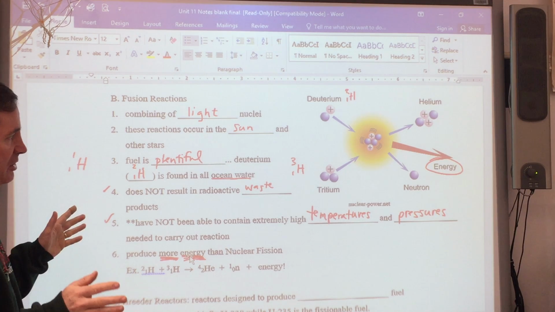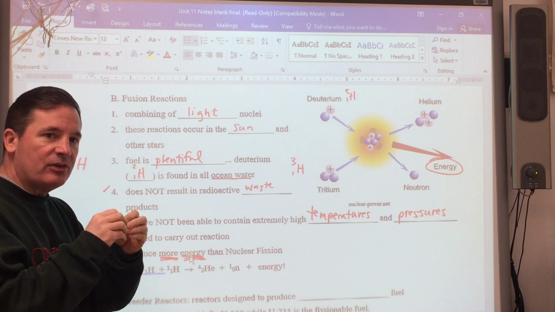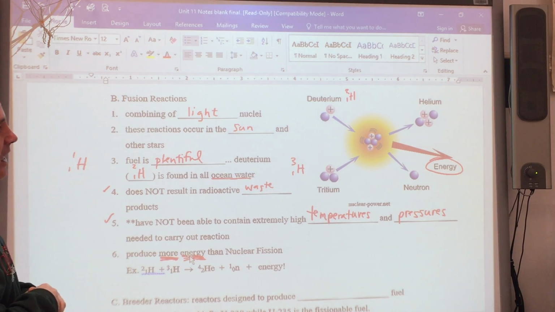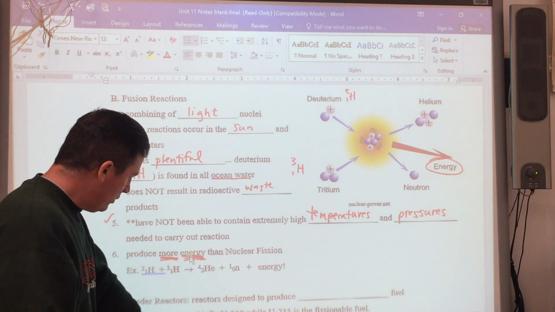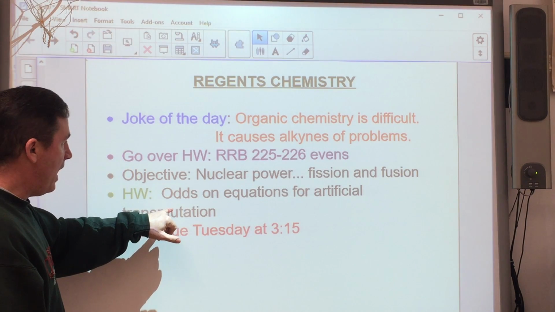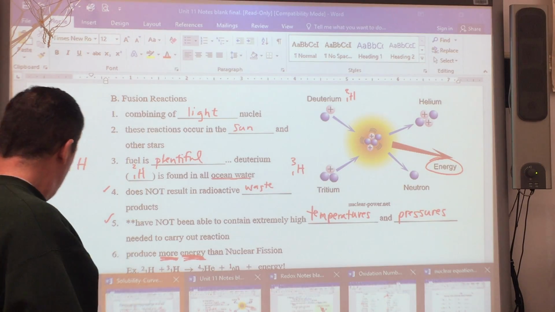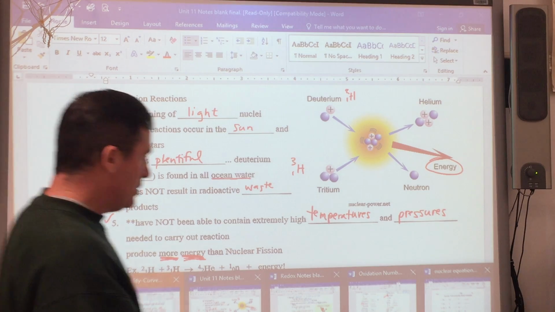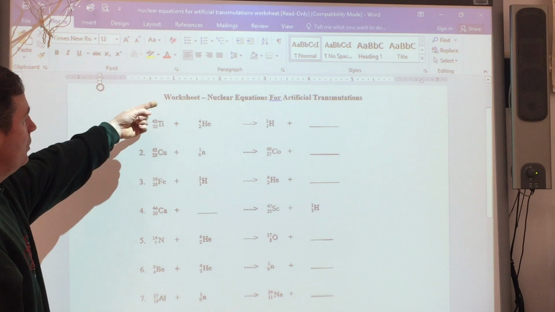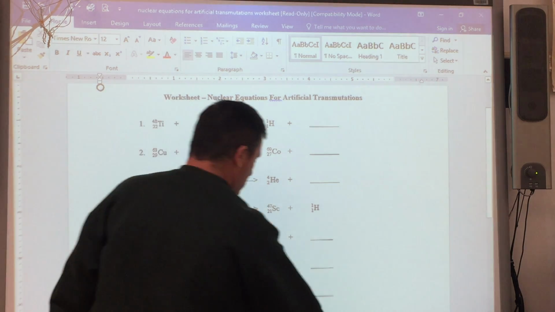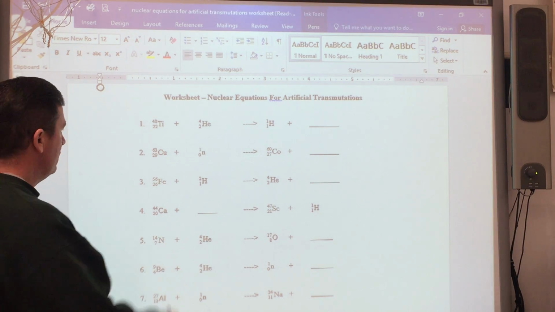Fission, splitting apart to release energy. Fusion, bringing atoms together to make a bigger, heavier atom, and that releases even more energy. All right, let's take a look at your homework, which is going to be the odds on artificial transmutation, which is here. Okay, it looks like this sheet here. Nuclear equations for artificial transmutations. I want you to do the odds, and really it's not that much different.